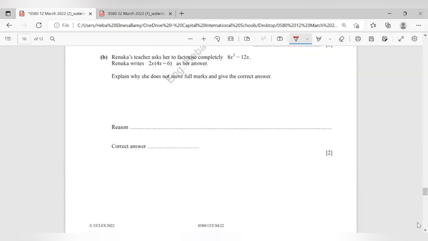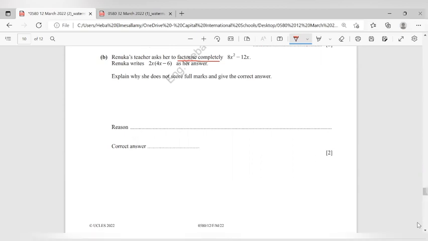Question B. Renuka's teacher asks her to factorize completely 8x squared minus 12x. We take care that we factorize completely. She wrote it as 2x multiplied by 4x minus 6 as her answer. Of course, it's not a correct answer.